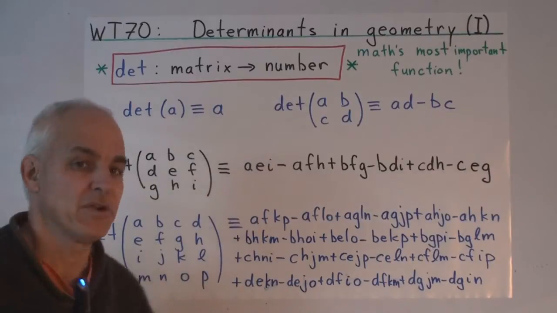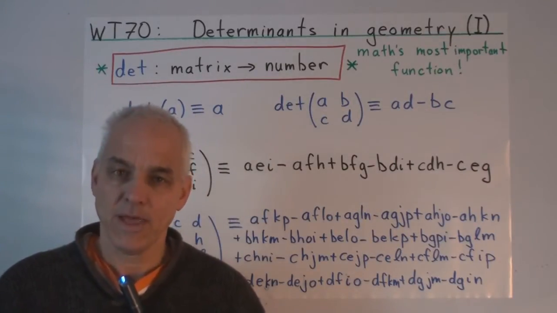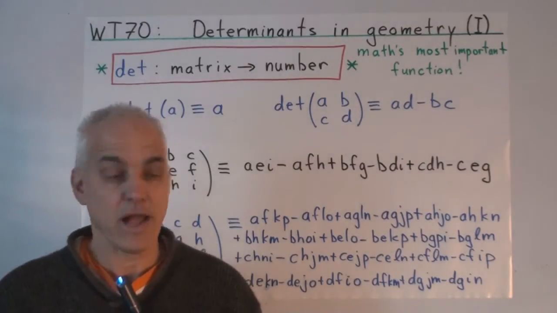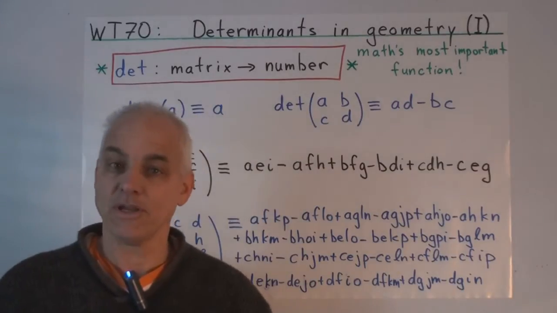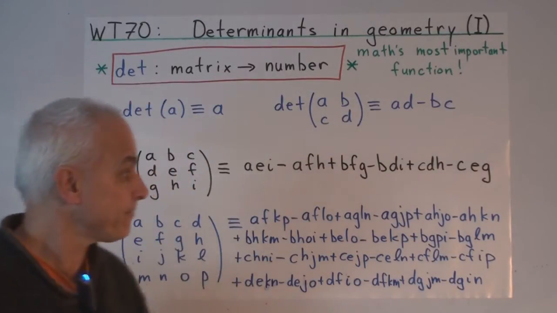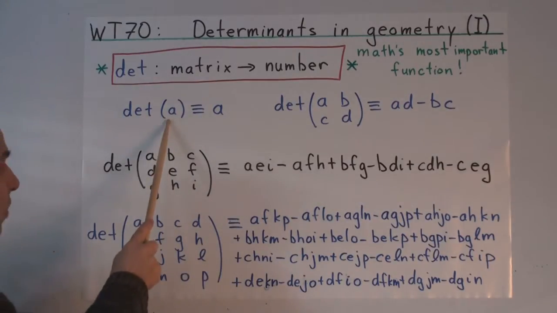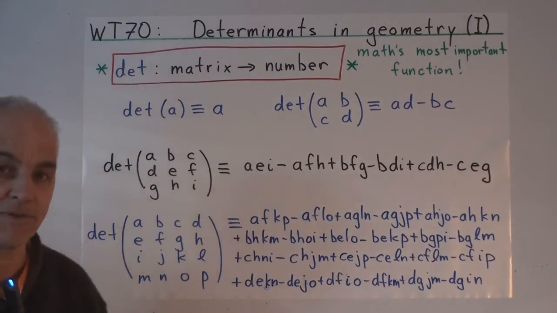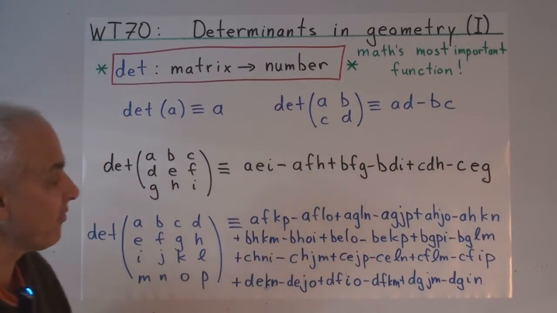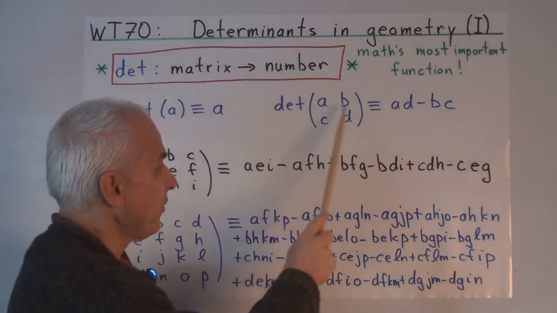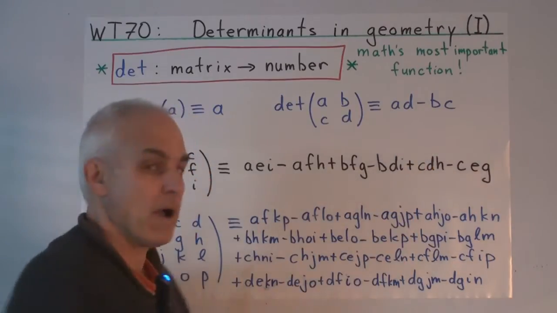The determinant appears in almost all branches of mathematics in one way or another, and it lies at the heart of linear algebra. Today we're going to see some initial applications of how it gets involved in geometry. First of all, what is a determinant? Well, the determinant of a 1 by 1 matrix is just the element inside it. The determinant of a 2 by 2 matrix is given by this very important formula. So the determinant of the matrix A, B, C, D is the number AD minus BC.